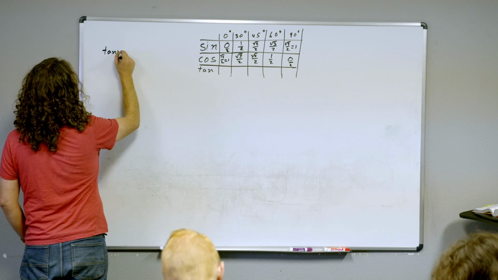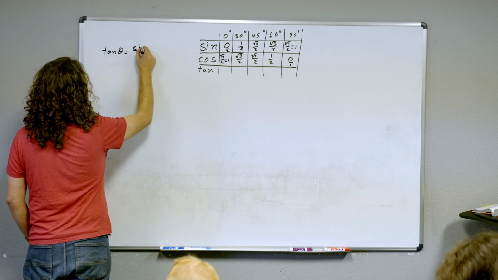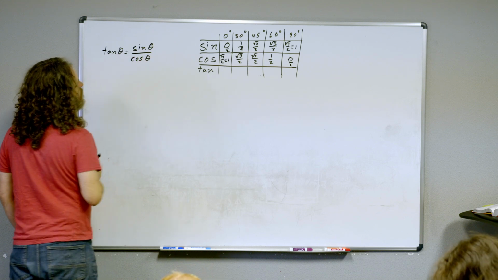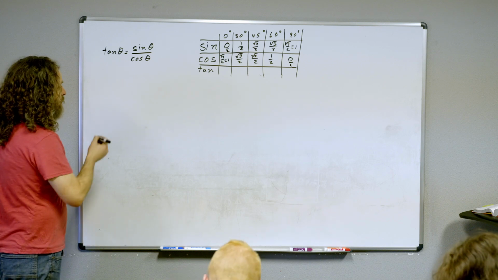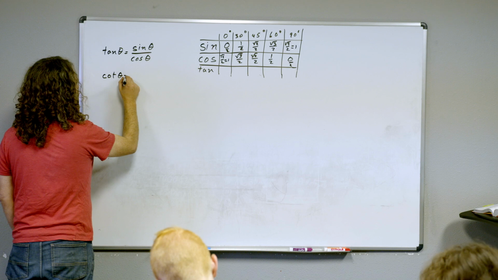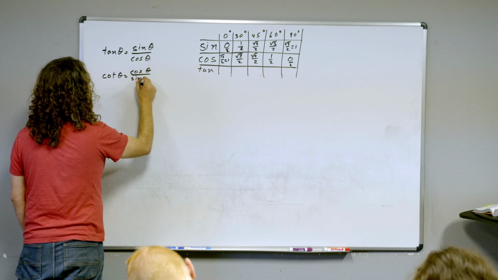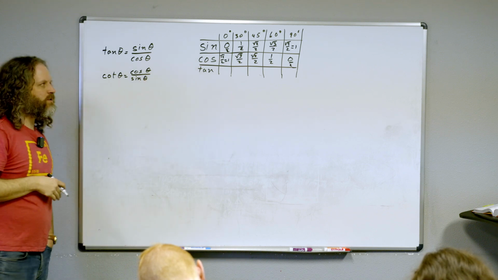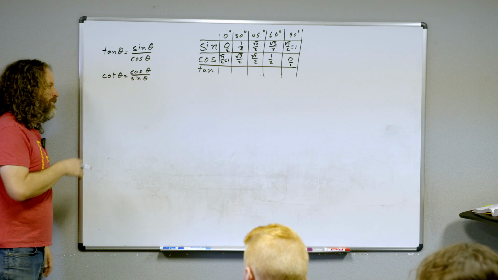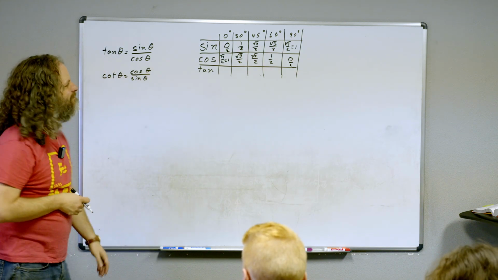Tangent equals sine over cosine. Which means that by extension, the cotangent equals cosine over sine. If you wanted to go nuts, you could say that tangent equals the secant over the cosecant, and cotangent equals the cosecant over the secant. I think I said that backwards, but you follow what I'm saying, right?